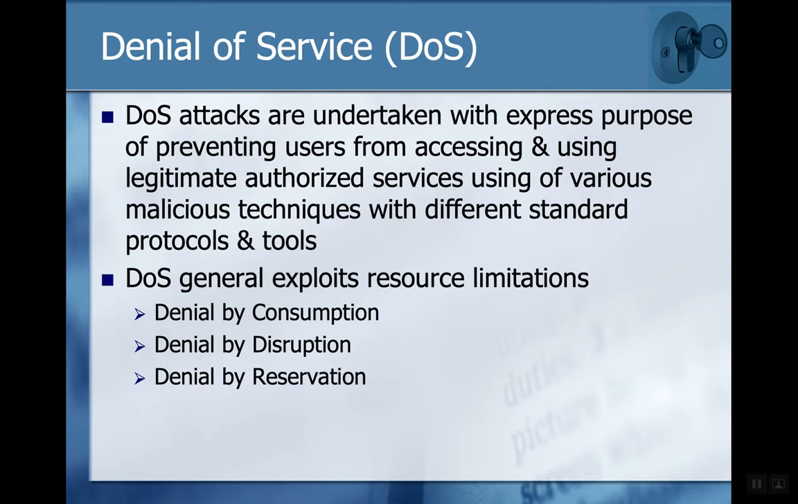But an attack focused on a particular organization can do pretty significant damage to it. So the idea is exploiting vulnerabilities, focused on resources: denial by consumption, disruption, and reservation. These types of DDoS, or denial of service attacks, take all sorts of forms. They're very common.